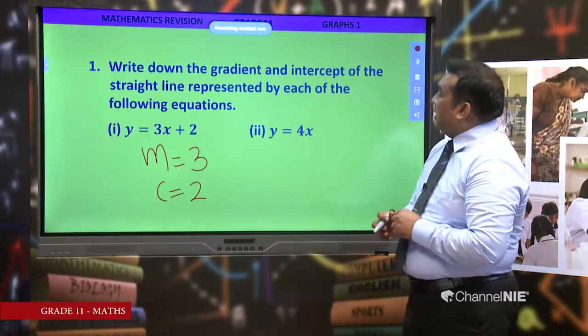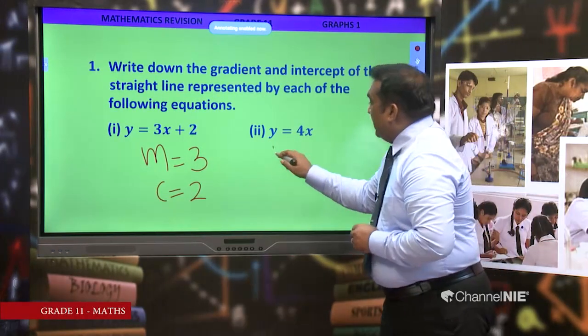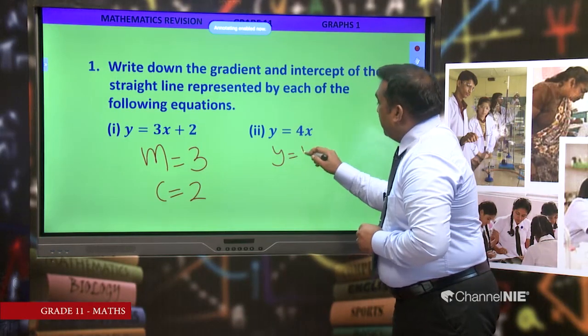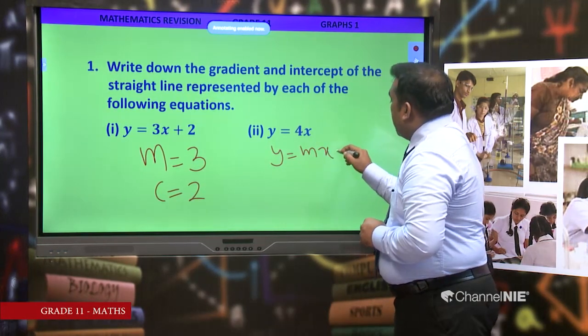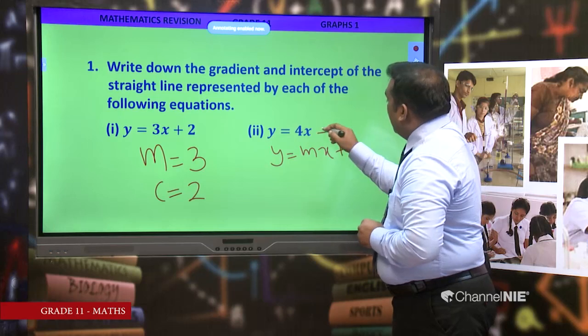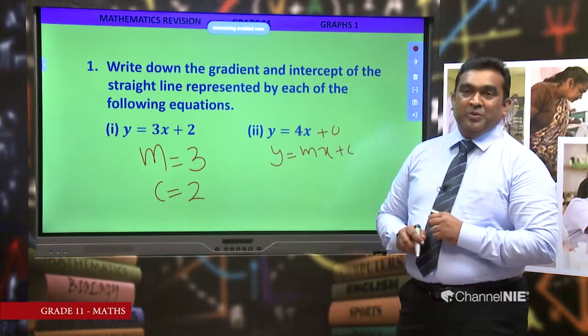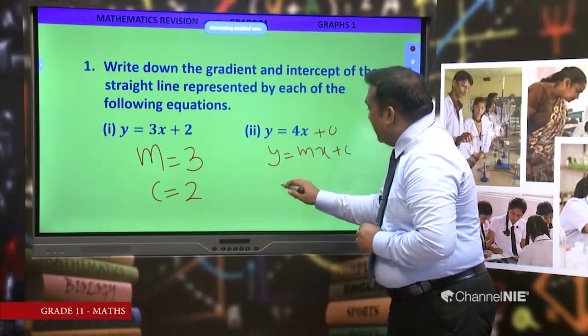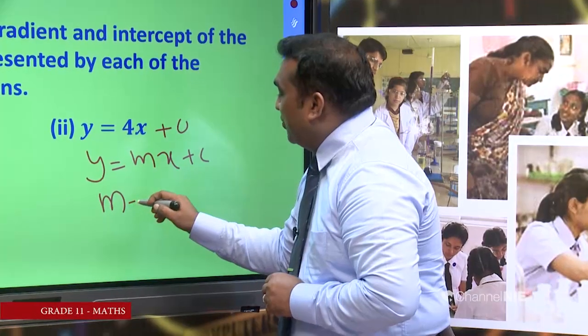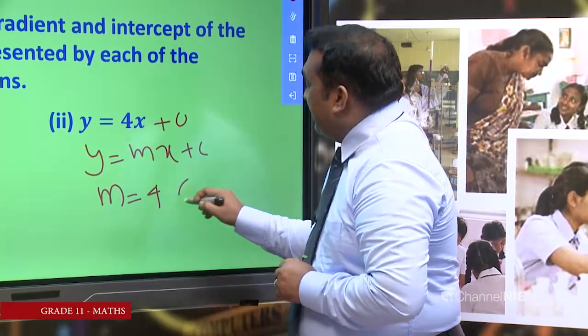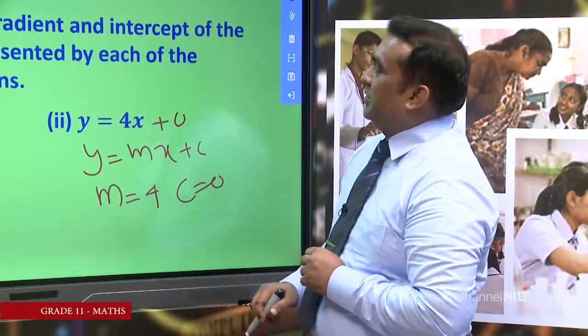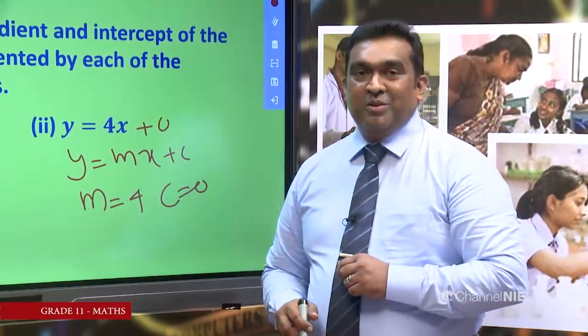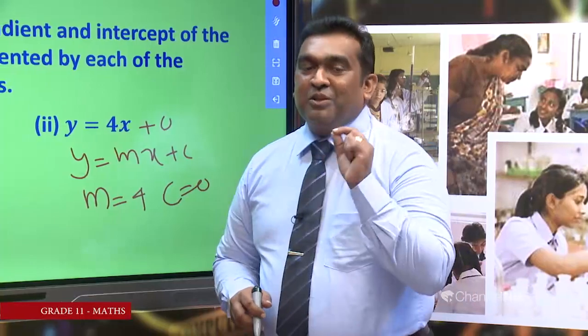Here y equals 4x. y equals mx plus c. Here you don't have c, therefore it is 0. What is the gradient there? The gradient equals 4. Here the intercept equals 0. That is how we find the gradient of the straight line.